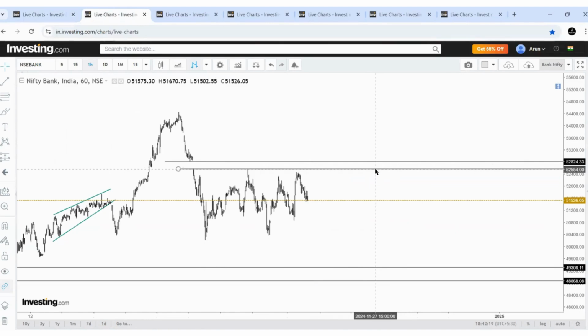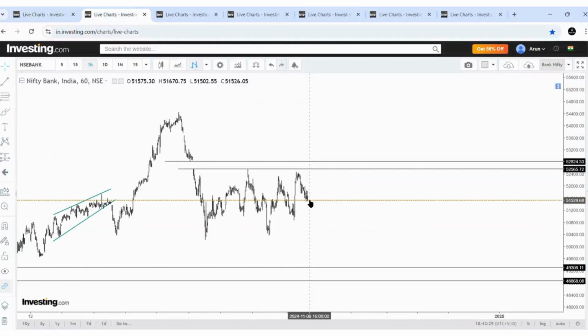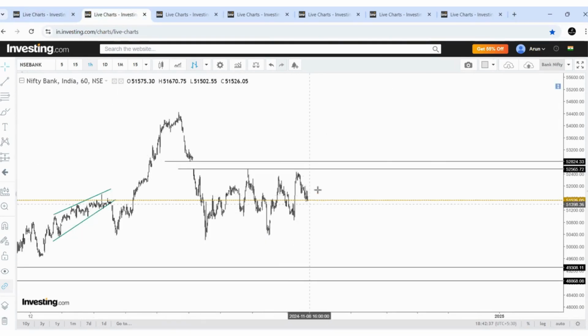See, this is the analysis we did in the midweek market update. One leg down and C to move higher, and the leg down has come. Whether it takes support or not, we need to see. If the price takes support like Nifty, then this also can move higher to reach this gap zone. The same view as per our midweek market update.